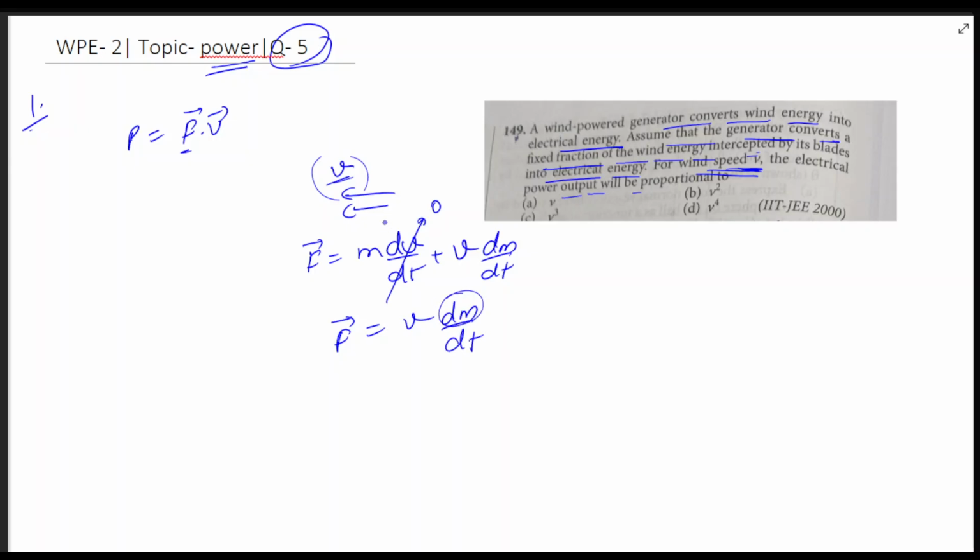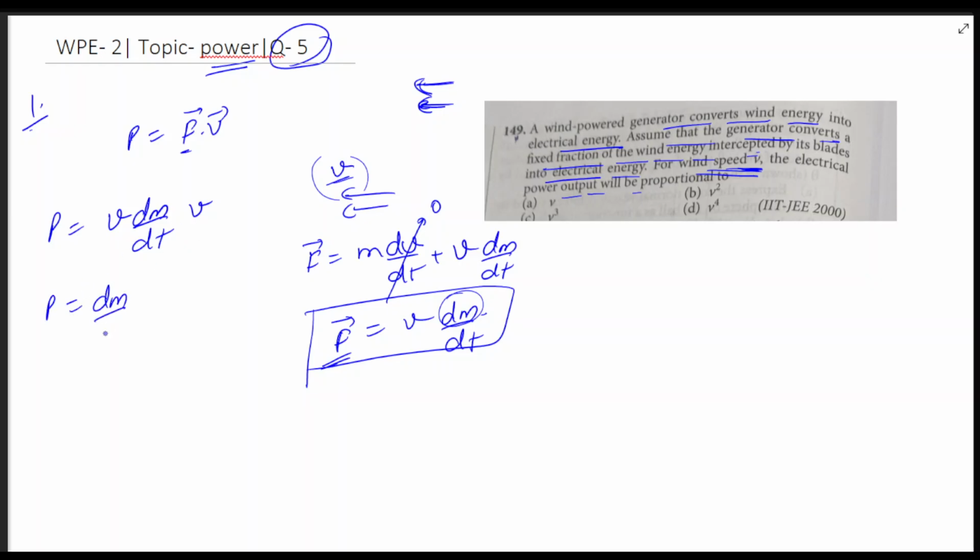So force applied by the wind will be v dm by dt. So mass will be changing, right? The wind keeps on coming, so mass is changing. That is how the wind applies force on the blades. So we'll write it just as v dm by dt, and the force and the velocity will be in the same direction. So we'll just write cos 0. So power will be dm by dt into v square, right? Now we have to solve this dm by dt.